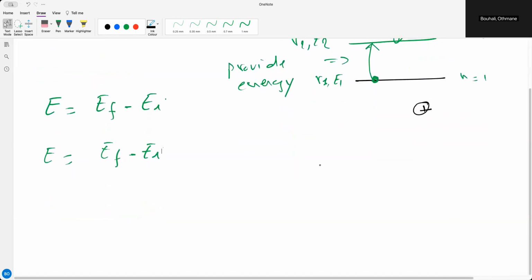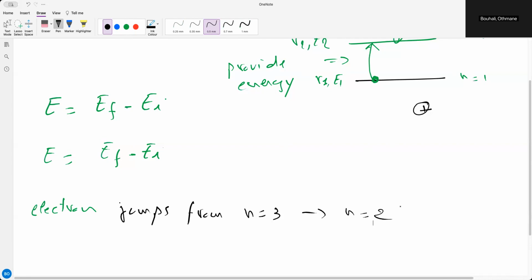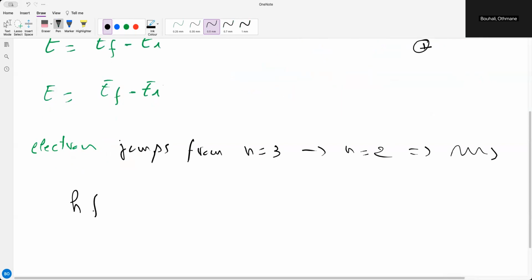Now let's give an example. Let's assume the electron jumps from n equal 3 to n equal 2. This means the electron will radiate a photon, and this photon energy will be equal to, and usually I always take the absolute value because the energy of a photon is positive, the energy of level 3 minus the energy of level 2.